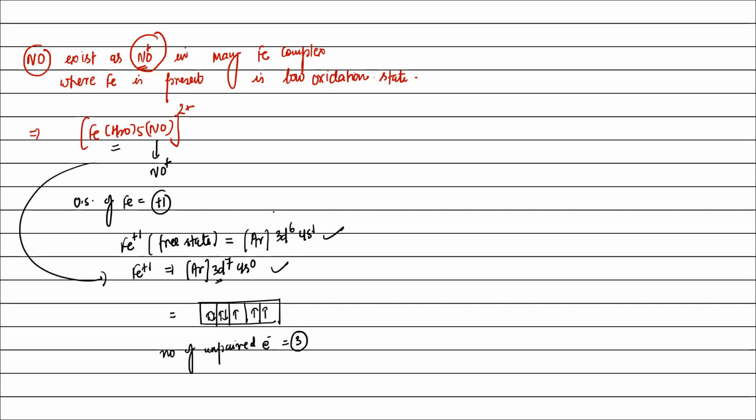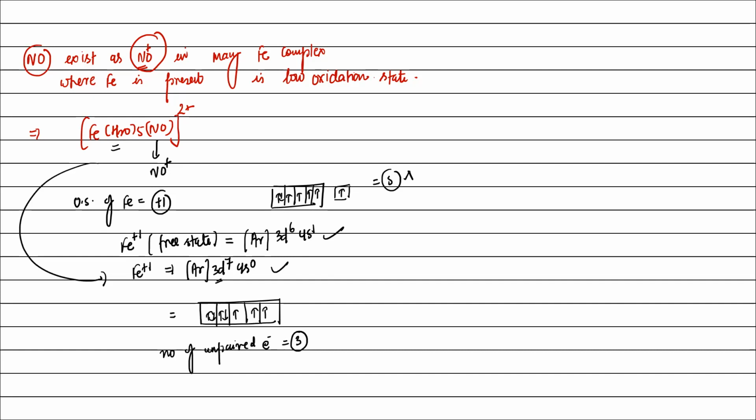If you add this type of configuration in this complex, then what will be the number of unpaired electrons? 1, 2, 3, 4, 5. The number will be 5. It is incorrect, right? In this complex, the number of unpaired electrons is 3, not 5. Yes, sir. Okay.